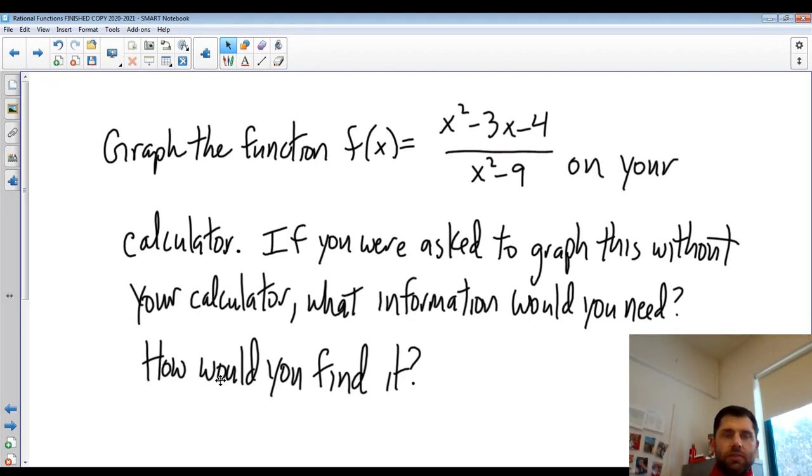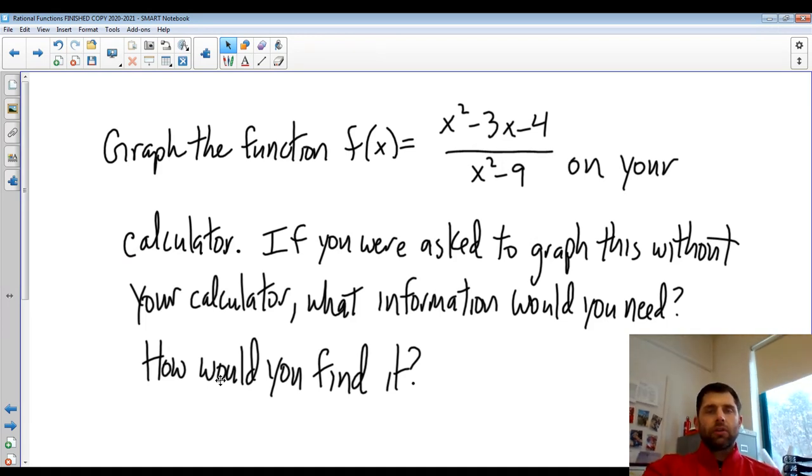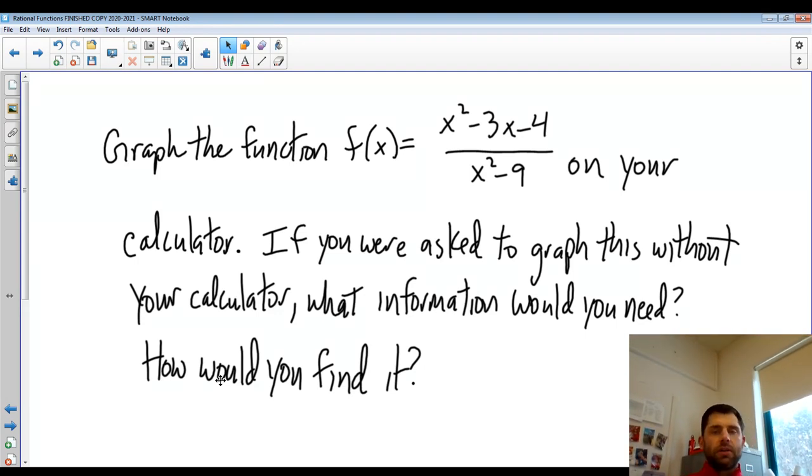So what I want you to do is just take a minute, graph the function that you see on your calculator. So take out Desmos, take out your TI, whatever. If I were to ask you to graph this without your calculator, what information would you need, and how would you find it? So take a look at the graph, examine the important characteristics, and then make a little list of what you think you would need to find, and maybe jot some ideas of how you would find it without your calculator. So go ahead and do that now. I'm going to pause, and we'll get back together in a minute.